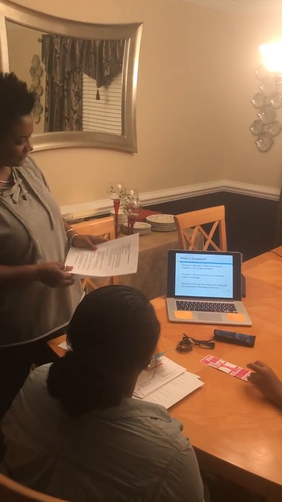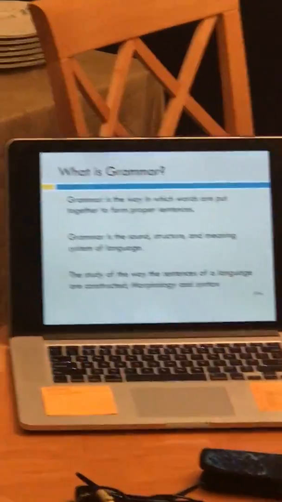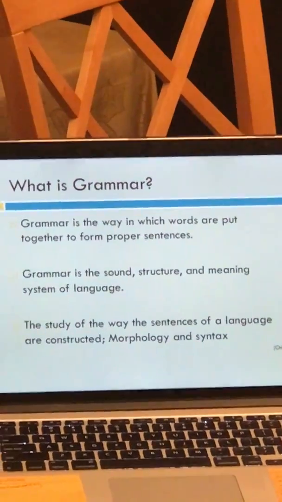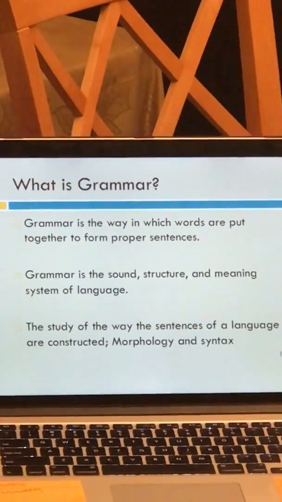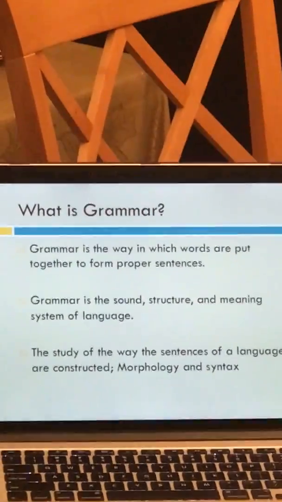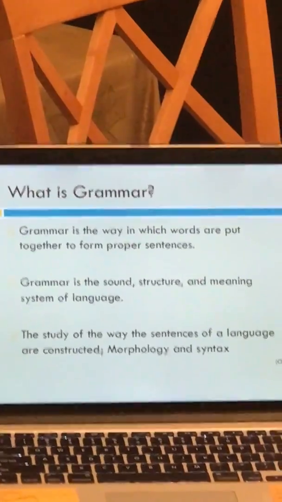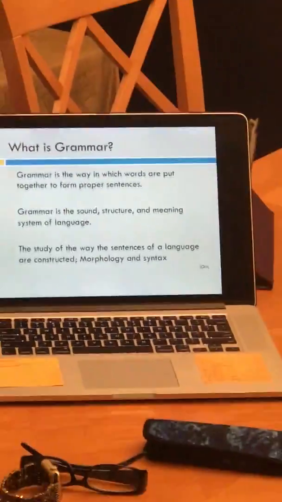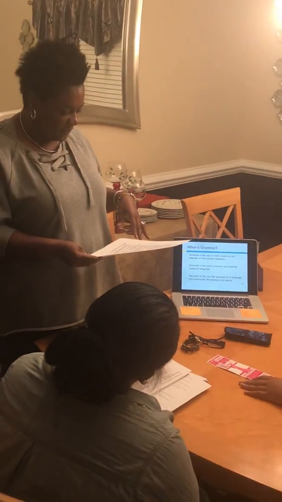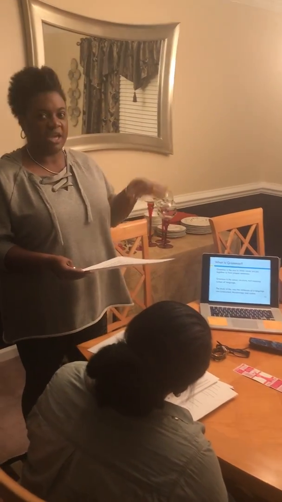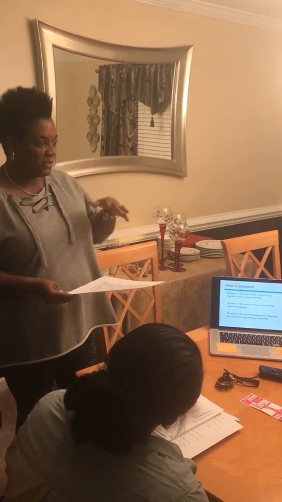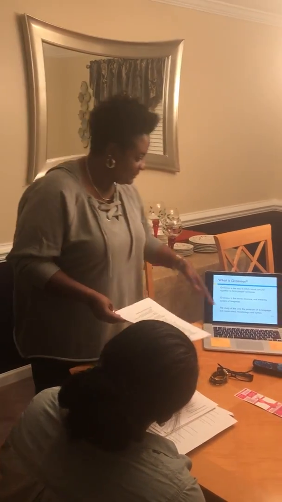So what is grammar? Grammar is the way in which words are put together to form proper sentences. Grammar is the sound, structure, and meaning system of a language, and the study of the way the sentences of a language are constructed. So those would be the morphology or the syntax of a sentence. Morphology, how the words are put together so that they make sense. The syntax, of course, is how you put the words in order so that the words make sense.